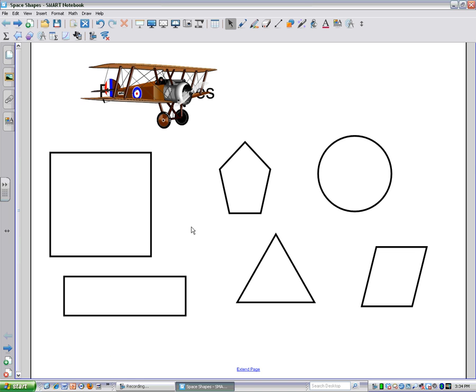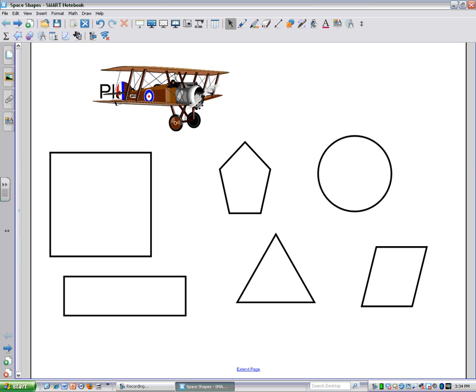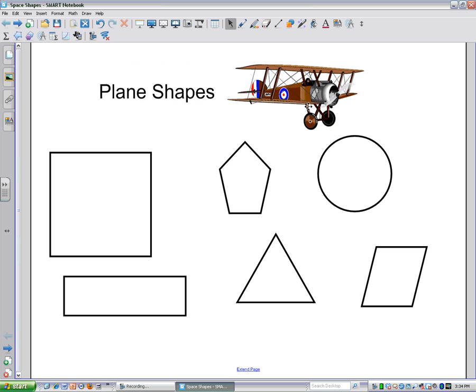And so, I think we'll just start with what we've been dealing with for a little while here, which are these shapes right here, our friend the squares, and some rectangles and triangles and pentagons and circles and parallelograms. And there's a name for what all those shapes are called. Okay, and well, it's written underneath this plane here. They're called plane shapes.